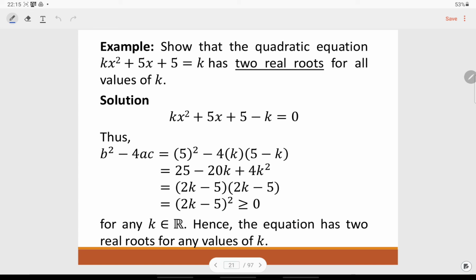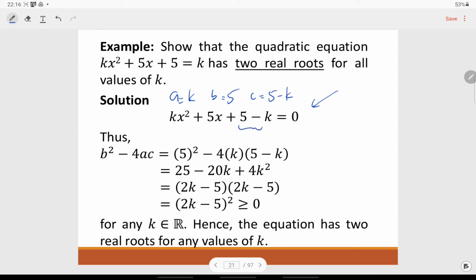Okay, next, show that the quadratic equation kx squared plus 5x plus 5 equal to k has two real roots for all values of k. From the given equation, we rearrange the equation until we get the standard form or the general form of quadratic equation. Why? Because we want to identify the values for the constants a, b, and c. So from this equation, we know that our a equals k, our b equals 5, and our c is equal to 5 minus k.